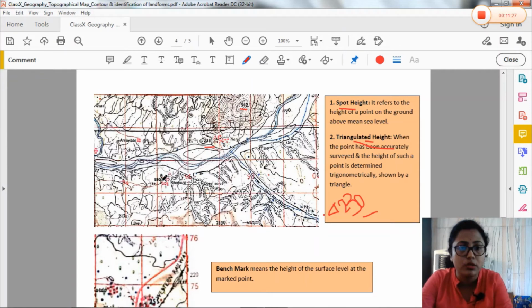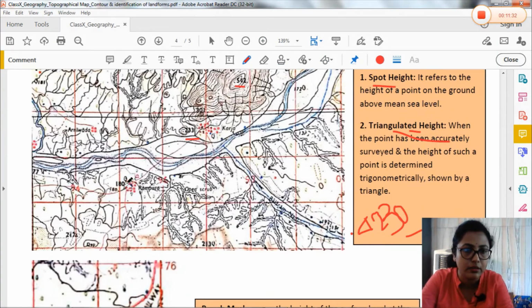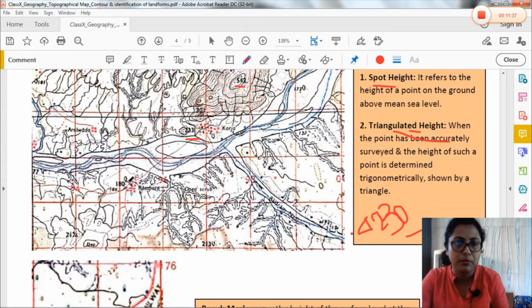Suppose this, let me zoom this. Just see here, a tree-like feature is given and it is also followed by a number, 180. It means a prominent surveyed tree, meaning the tree is surveyed at an altitude of 180 meter from the mean sea level. So these are the different methods of showing the elevation of any point. Here is a prominent surveyed tree 213, same thing. Here is triangulated height 217.